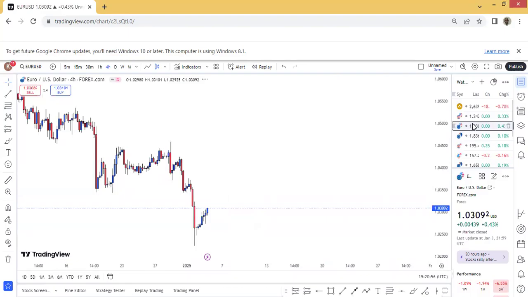Today, or this week, we'll be looking at Euro USD. Now, if you have followed any of my analysis, I try to make it as simple as possible. I do not use a lot of tools. I'm just looking at market structure, support, resistance, key levels. These are basically the things that I look at.